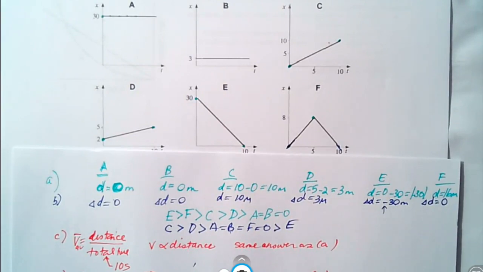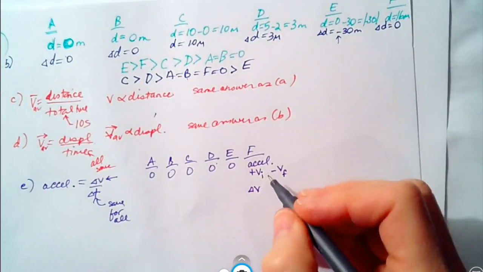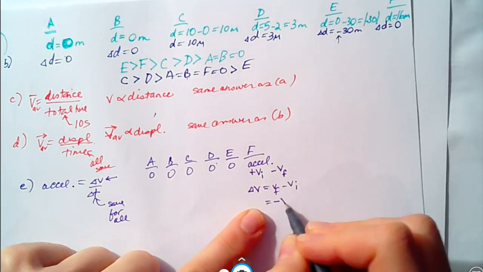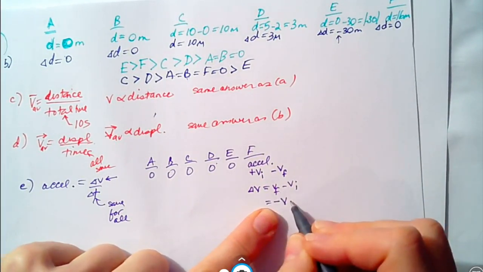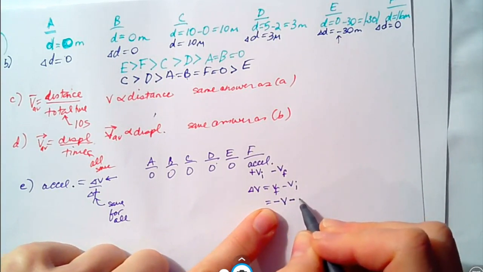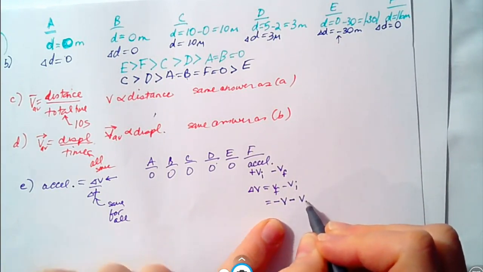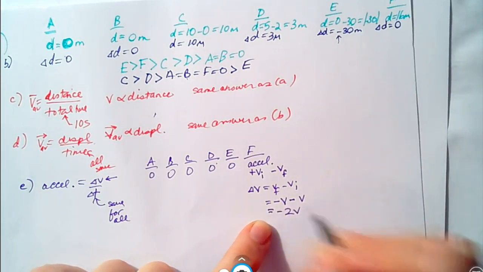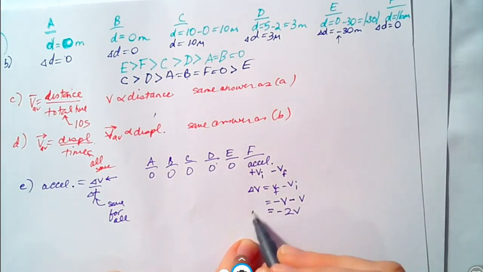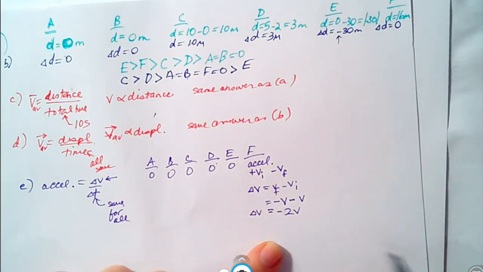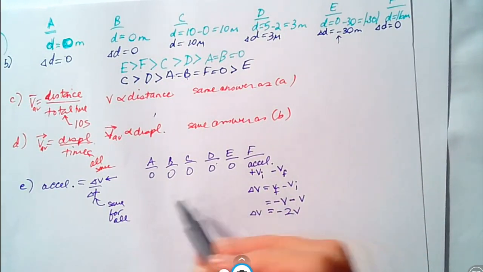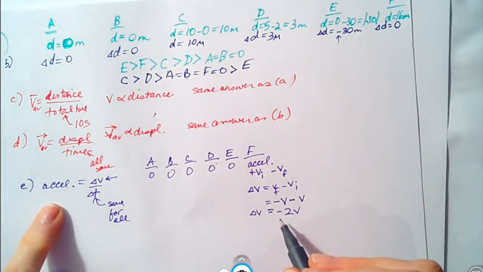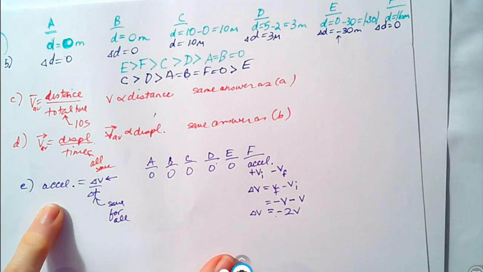Now, if change in velocity is V final minus V initial, then I would put negative V for my V final and subtract my positive V in the beginning, right? So this becomes negative 2V. So if actually my change in velocity is some negative value, it doesn't even matter what it is because all the rest are 0. All you can see is that you're going to have some negative acceleration because you have a negative change in velocity.